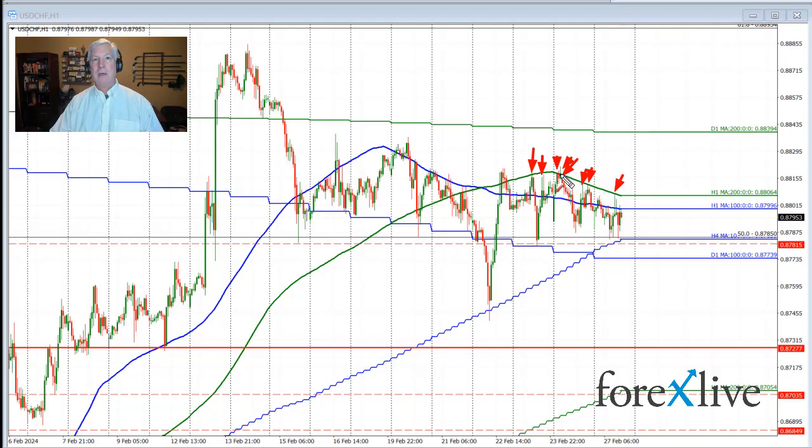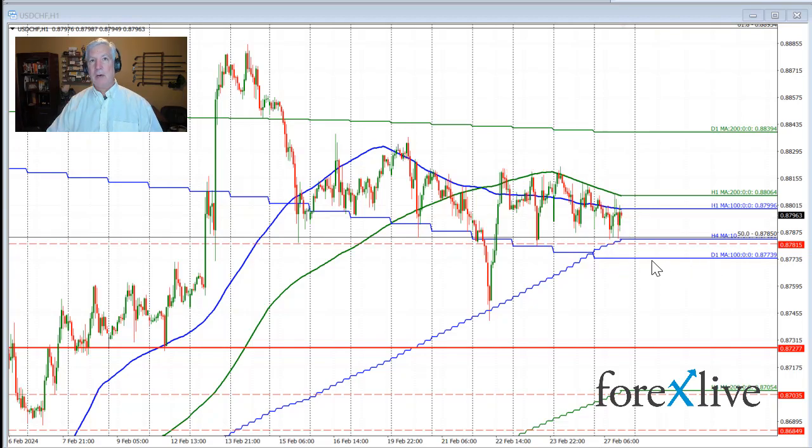Now, you go back to the start of yesterday's trade, we did move a little bit above it here and even back here, but the momentum above that 200-hour moving average seems to be limited. So that is good news for the sellers.